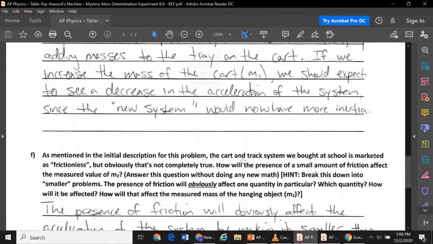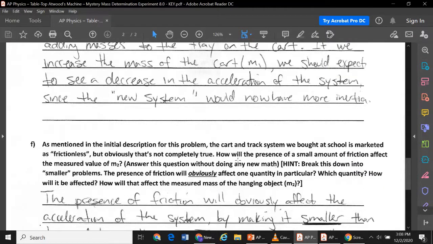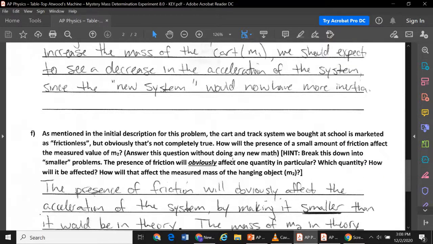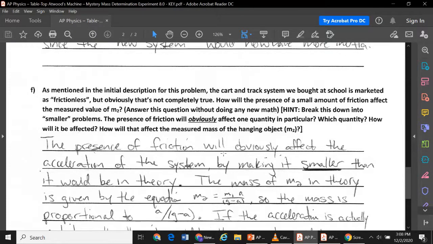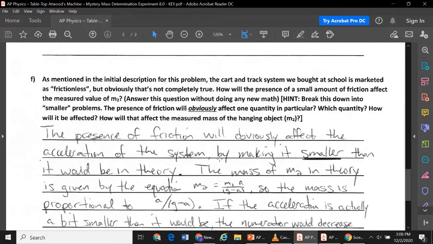And so for this question, what I wrote is the presence of friction will obviously affect the acceleration of the system by making it smaller than it would be in theory. The mass of M2 in theory is given by the equation M1A over G minus A. So the mass is proportional to A over G minus A. A little bit of a weird way to put it.